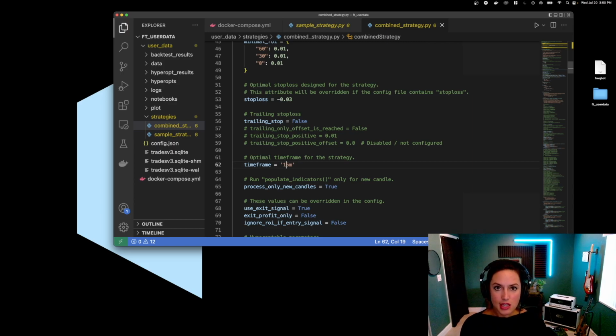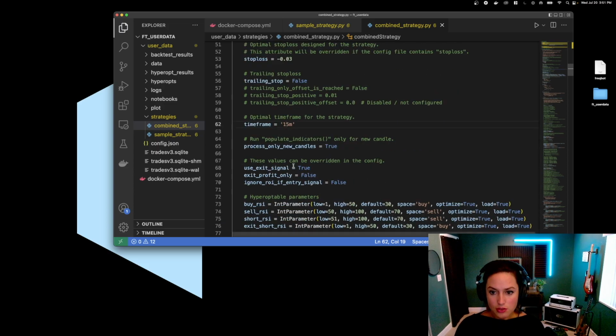So this is the time frame of the candles. So typical time frames are 1 minute, 5 minutes, 15 minutes, 1 hour. However, your time frame needs to be compatible with your exchange. So let's say you want to use 4-hour candles. Well, if your exchange doesn't support 4-hour candles, then it won't work. So just double check with your exchange that a 15-minute or whatever time frame that you choose will work. So I'm going to choose 15-minute candles.